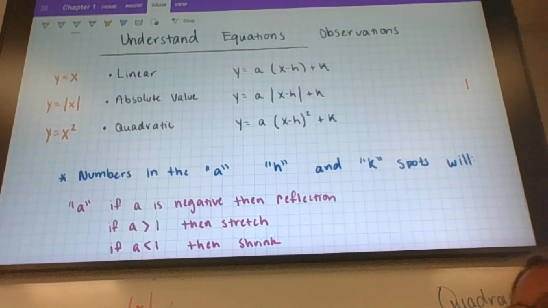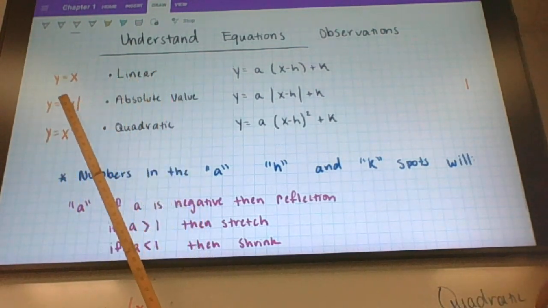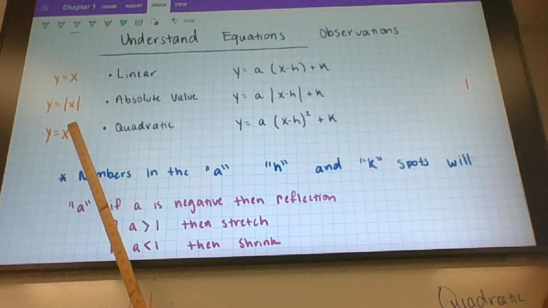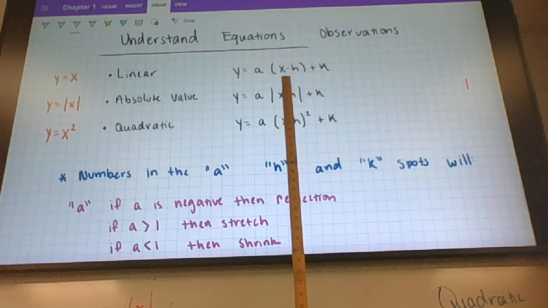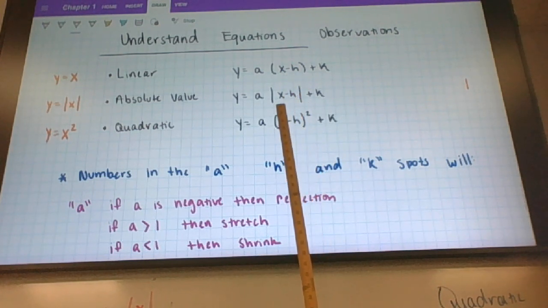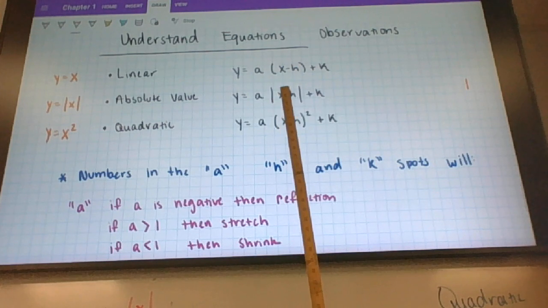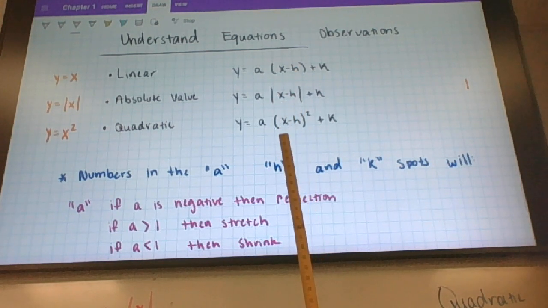Okay? Now, if our parent function equation gets more complicated and all of a sudden has parentheses in it, or there's a number in the brackets, that value is called h.